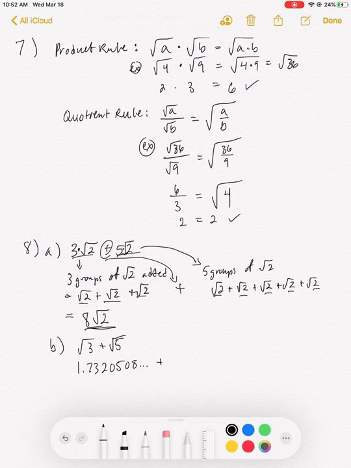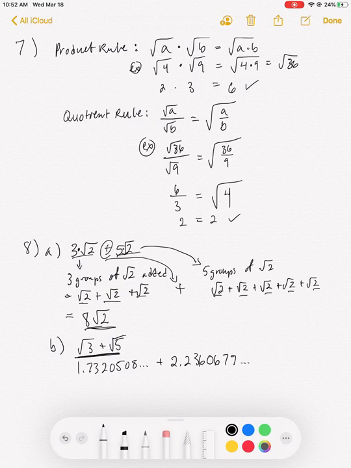Okay, so we're going to do the square root of 5. Oops. And we get 2.2360679, and so on. Okay. Now, since these two numbers go on forever as decimals, I don't know where the end is to actually add them together. And when I do add them together, they don't make anything that's like a square root. And so that's why, in order to keep things short, we leave it in this form if the square roots are not the same number.